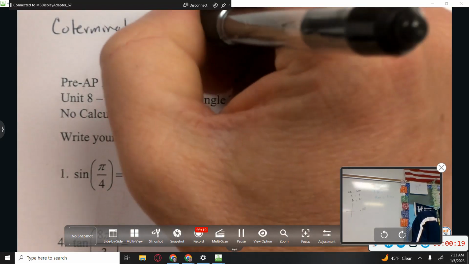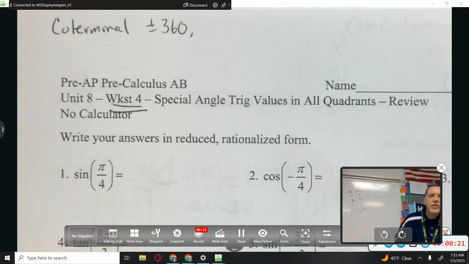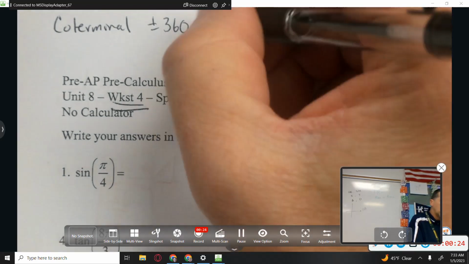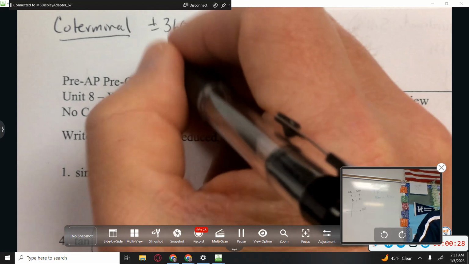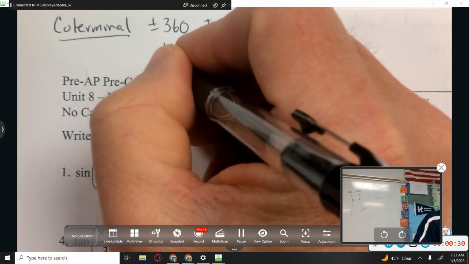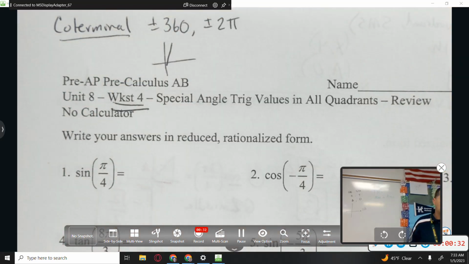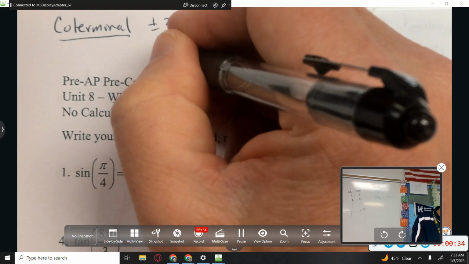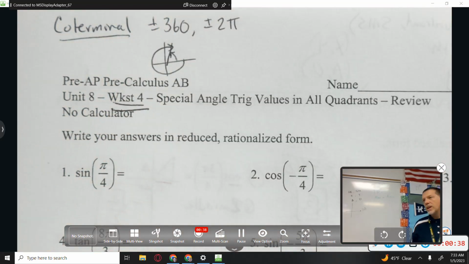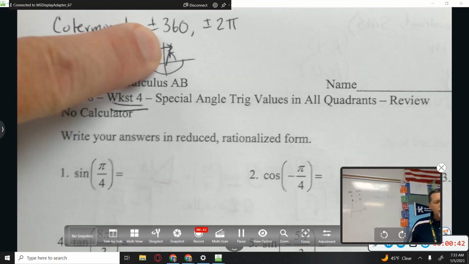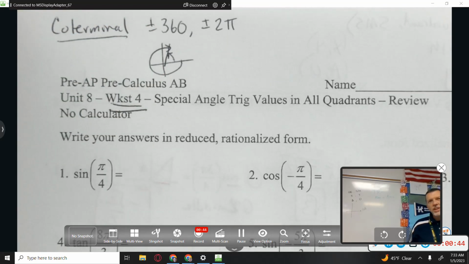Add or subtract 360. That's if we're in degrees. What if we're in radians? Add or subtract 2 pi. And again, coterminal means that it lands at the same spot. So there's really only one thing to draw. It just means you can get there going forward or going backwards or spinning around 5 times and then going there, but it always lands there. And so that means that coterminal angles have the same sine, cosine, tangent.